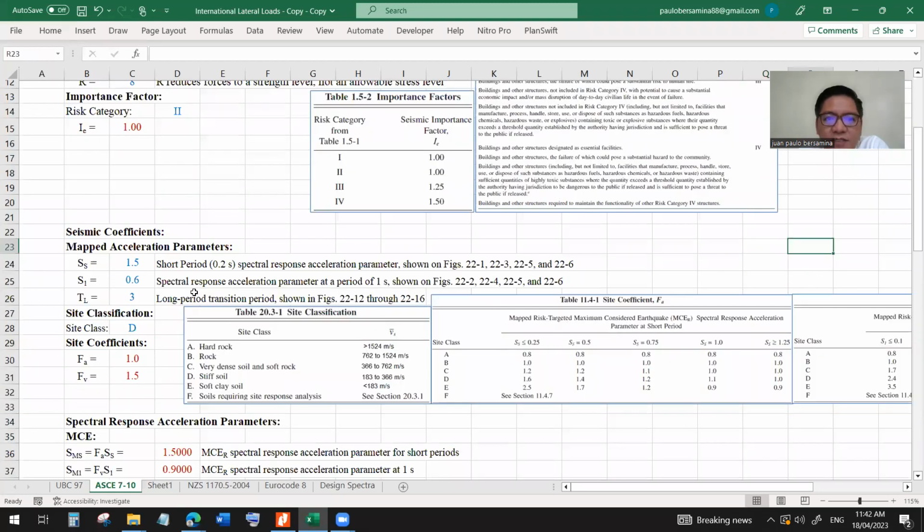Sige. So, let's continue with the response spectra. So, 1.5. Then, ano naman si S sub 1? Spectral response parameter ng 1 second structure. Content story. 1 second.